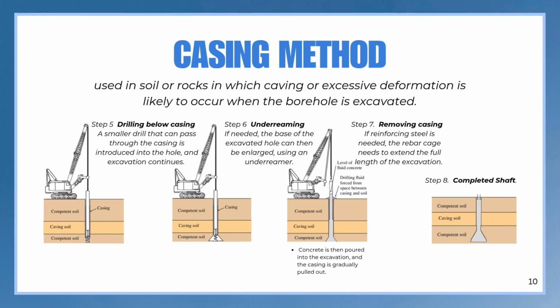Step 6. Under reaming. In this stage, the base of the borehole is enlarged to create a wide foundation. Step 7. Removing casing. After reaching the desired depth and completing the necessary excavation, the casing is gradually withdrawn. This step is carefully controlled to ensure that the surrounding soil remains stable during removal. And step 8. Completed shaft. The excavation is finalized. Concrete is then poured into the borehole.